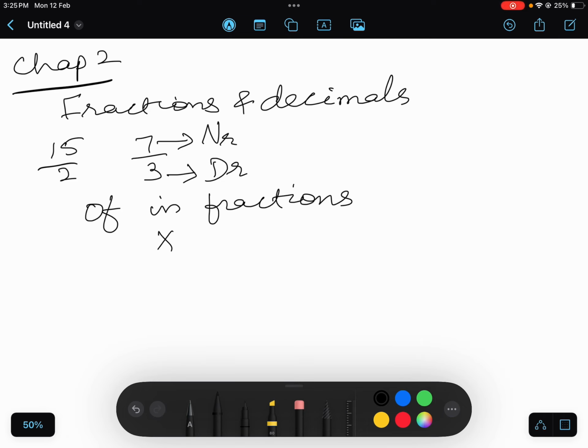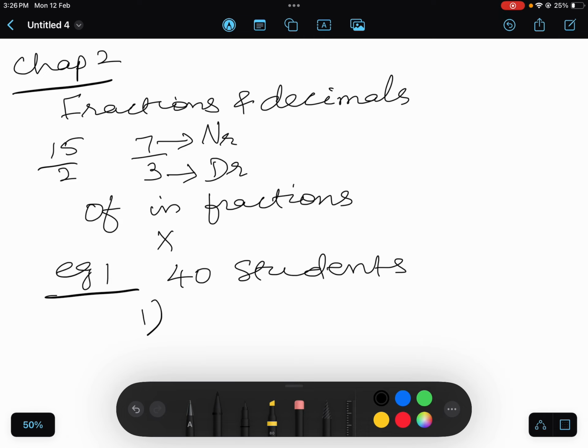Now let us go to example 1. In example 1, they have given in a class of 40 students. So there are 40 students, and then 1 by 5 of the total number of students like to study English. 2 by 5 of the total number like to study mathematics, and the remaining students like to study science. They have asked 3 parts. First part is how many students like to study English.